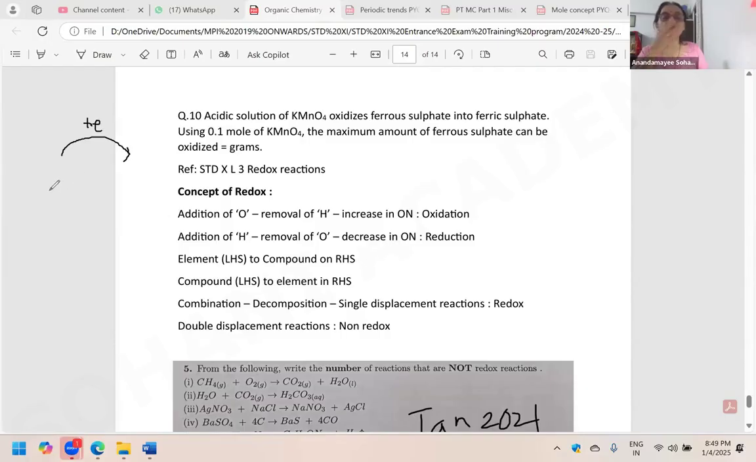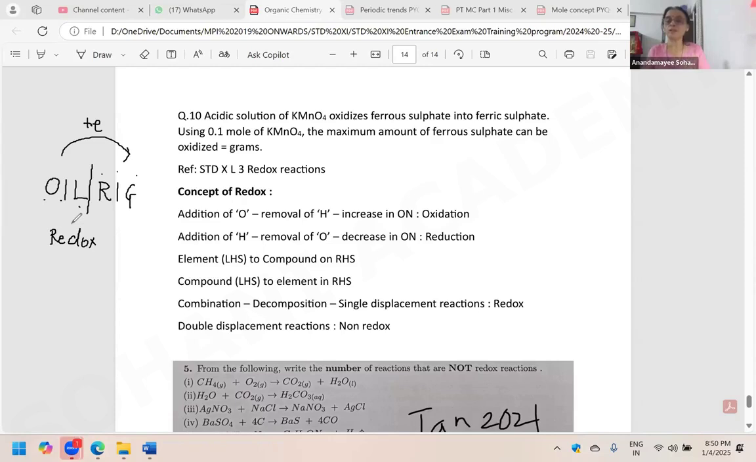The species which gives electrons, which loses electrons, gets oxidized. Oxidation is loss. And the species which gains electrons gets reduced. Reduction is gain. OIL RIG is the redox rule. I can never have a reaction which is only oxidation or only reduction. If it is an oxidation reaction for one element, it has to be a reduction reaction for its counter element which is there in the reaction.